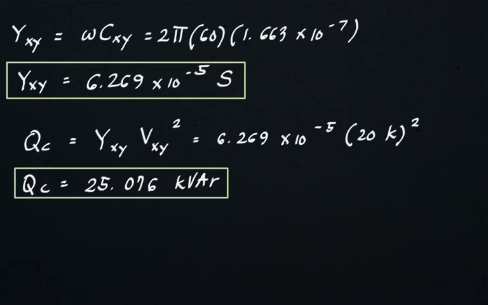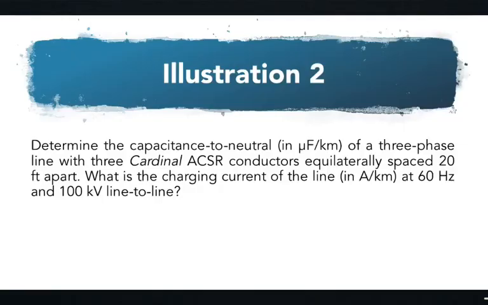Okay, so we'll have the second illustration. Determine the capacitance to neutral in microfarad per kilometer. You always have to take note of that, especially if it's specifically stated to get this and that in terms of kilometers or in terms of miles, because the default unit of our capacitance is farad per meter. So we have here a three-phase line.